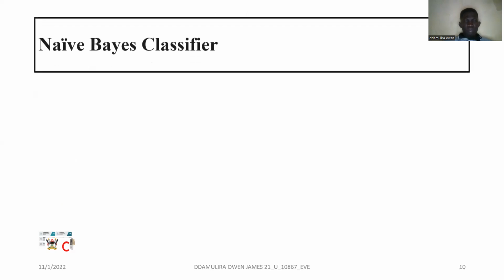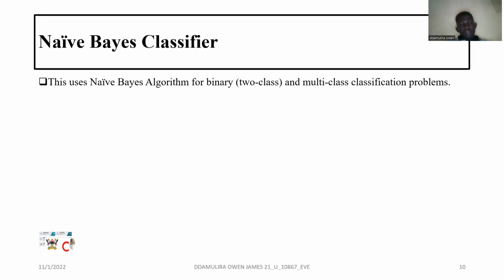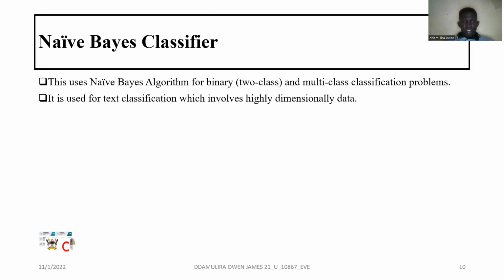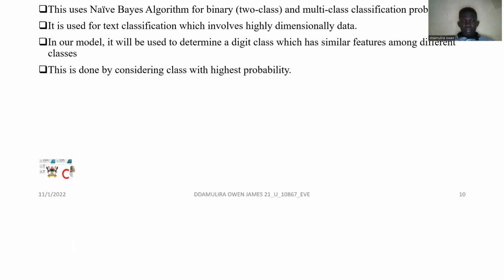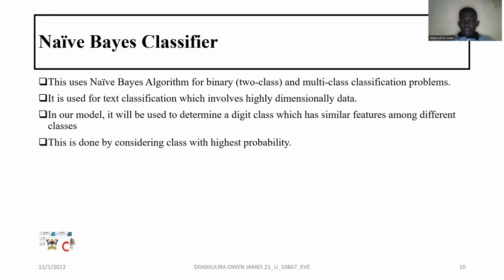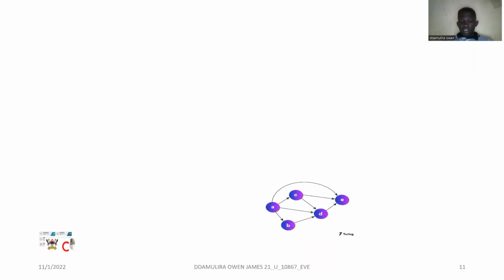When you come to the naive Bayes classifier, it uses an algorithm called the naive Bayes algorithm for binary and multi-class classification. As you can see, this is done by considering the class of highest probability. It's the same as Bayes' theorem, but with Bayes it's very difficult when the data has many features you want to consider, while it's very suitable to use naive Bayes when the data variable has many features.